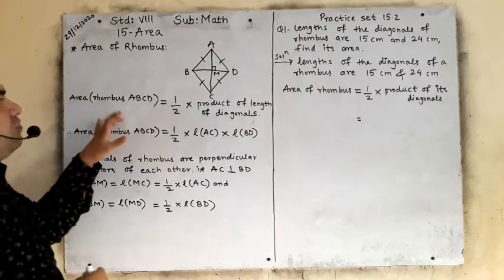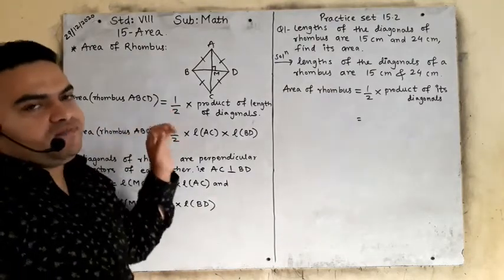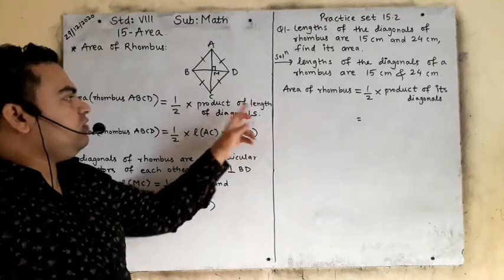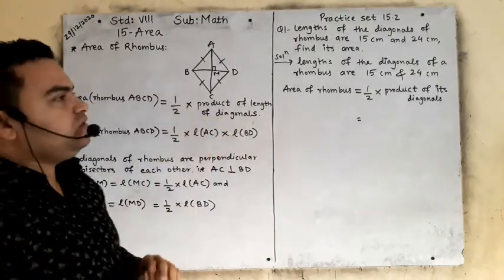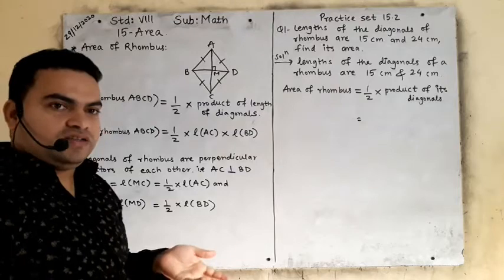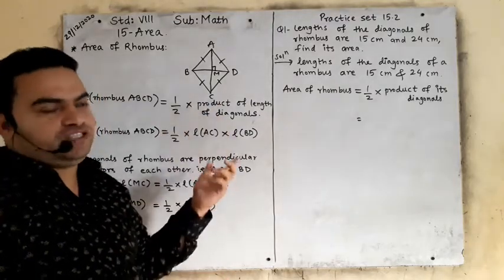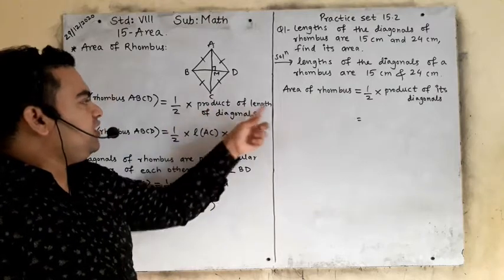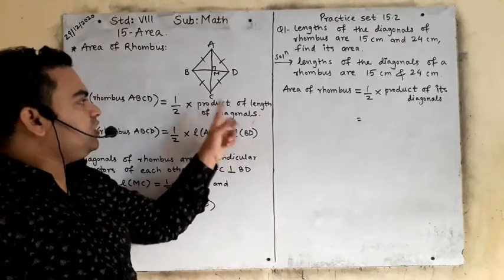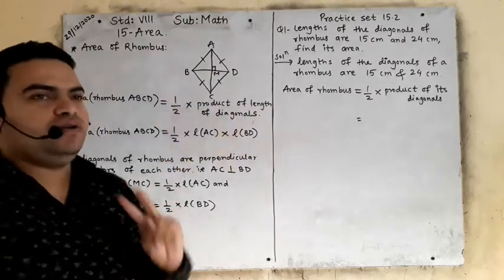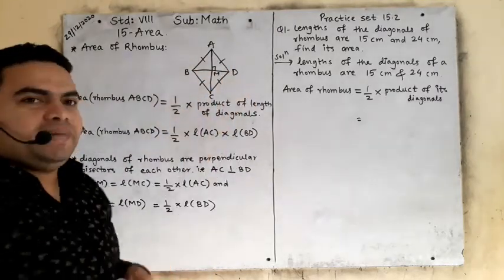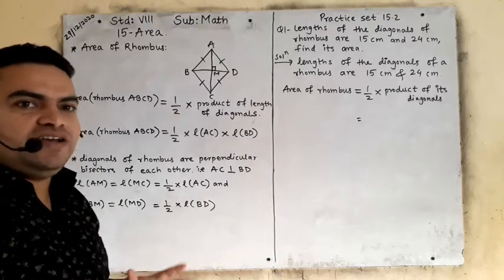So area of rhombus is equal to half multiplied by the product of the lengths of the diagonals. There are two diagonals, and product means multiplication. So the product of the lengths of the diagonals means diagonal AC multiplied by diagonal BD. So this is the area of a rhombus.